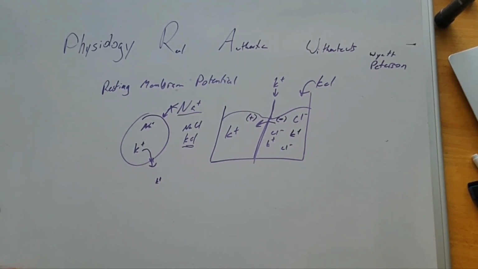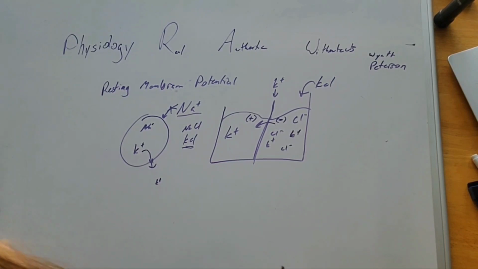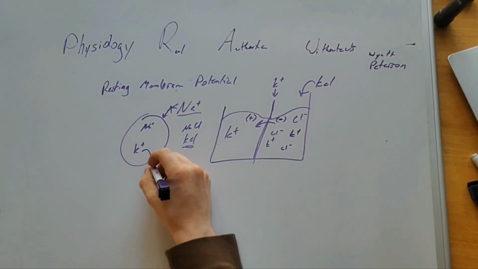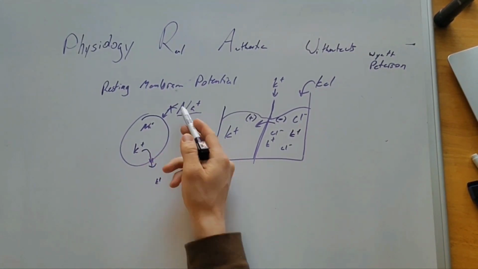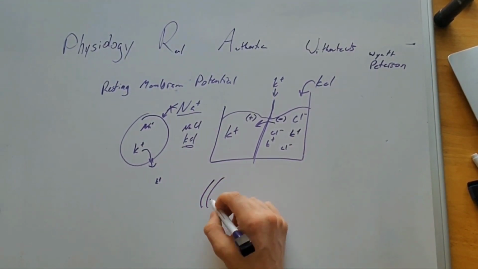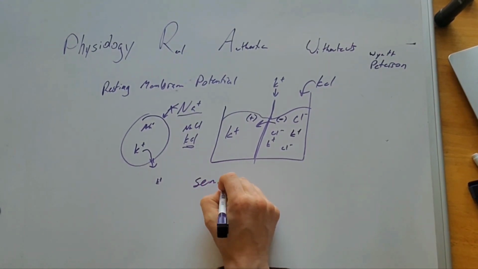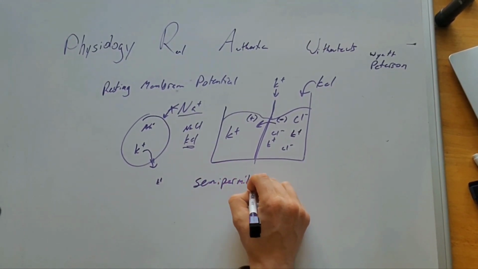To move forward, what properties, characteristics of the cell membrane account for the resting membrane potential development? So a property would be of a membrane being semi-permeable. Write that down. Semi-permeable.